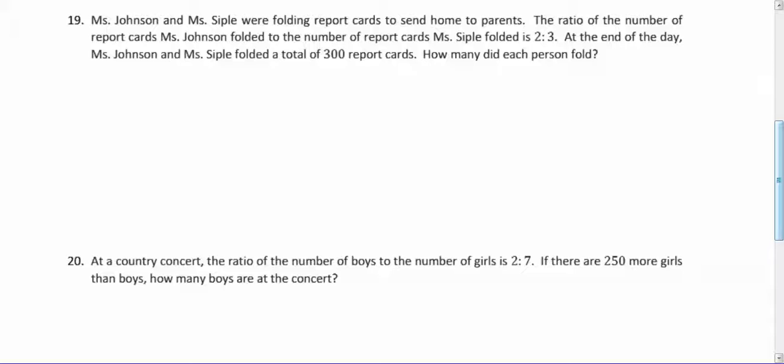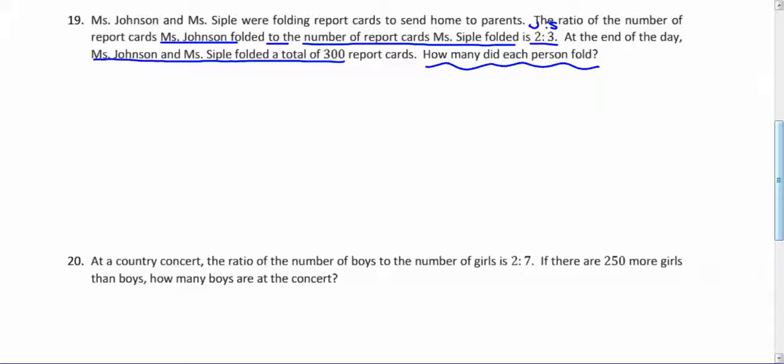So anyway, Miss Johnson and Miss Seipel were folding report cards to send home to parents. The ratio of the number of report cards Miss Johnson folded to the number Miss Seipel folded is 2 to 3. So we know this 2 goes with Johnson and the 3 goes with Seipel. And it says at the end of the day, Miss Johnson and Miss Seipel folded a total together of 300 report cards. How many did each person fold?